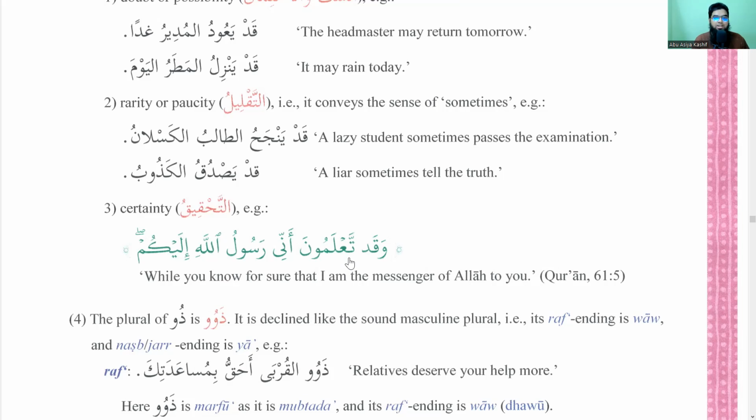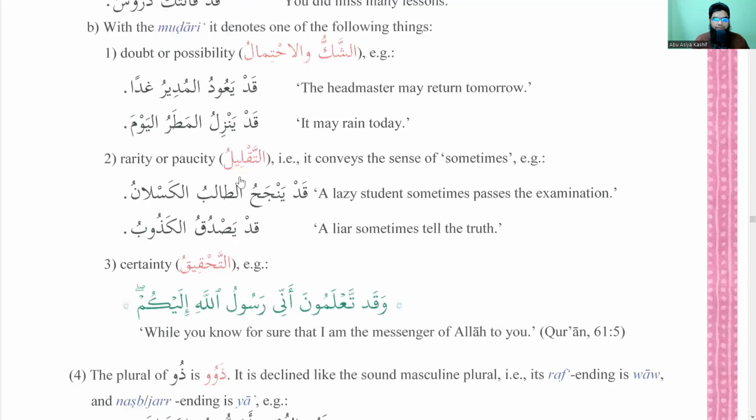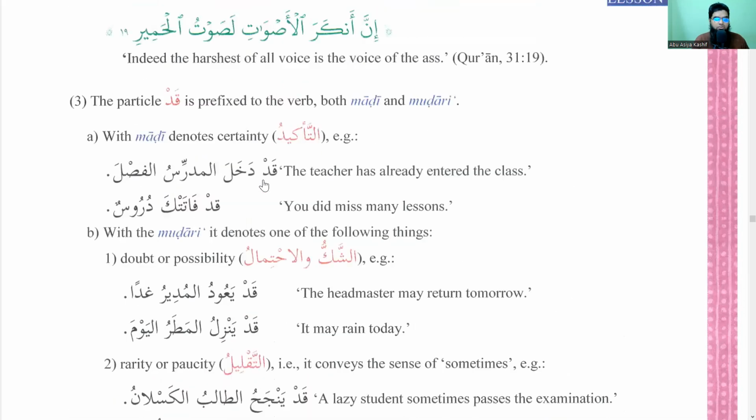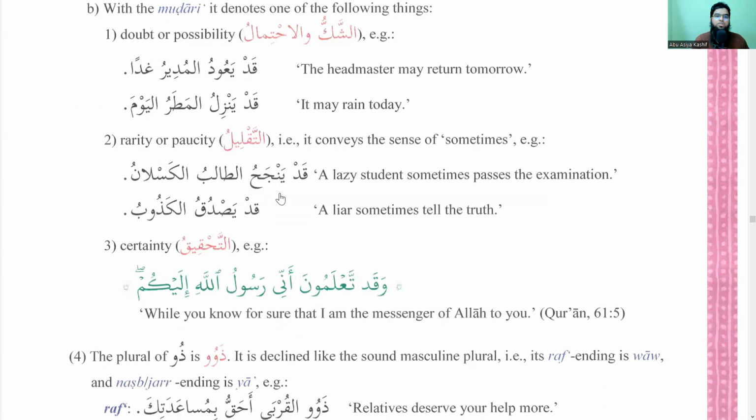So with Madi also it has certainty, with Mudare also certainty, but this is rare. The majority of the time you'll find with Mudare, it gives sometimes, rarity, paucity, or shak, doubt. Correct? So this is all about usage of qad. Anytime you see qad, you have to see the following verb. If it is used with Madi, 100% certainty. If it is used with mudare, you have to see according to contextual meaning. Does it mean sometimes, or does it mean doubt or possibility, or does it mean surety?